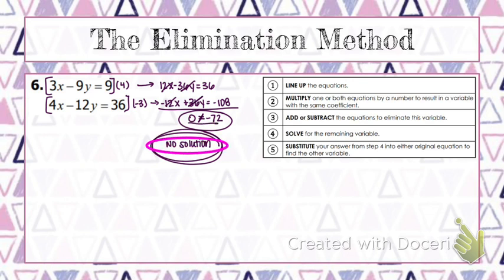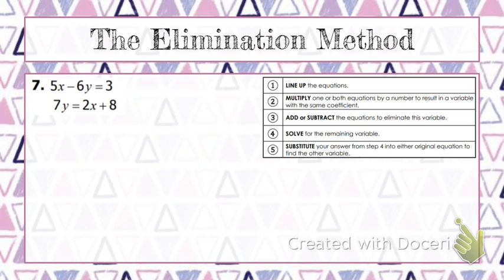If this were true, then you would have infinite solutions. So a true statement is infinite solutions. A false statement is no solutions. So this is false, so we have no solutions.